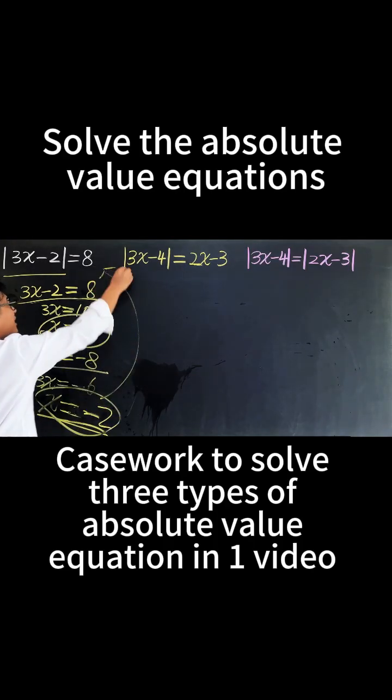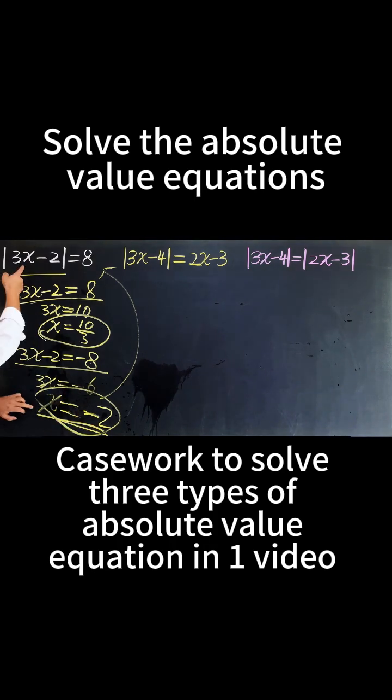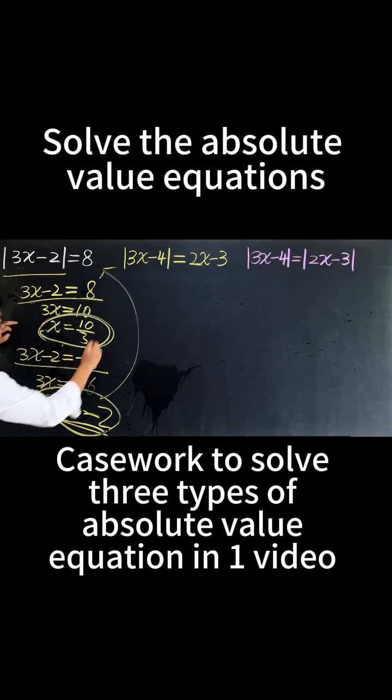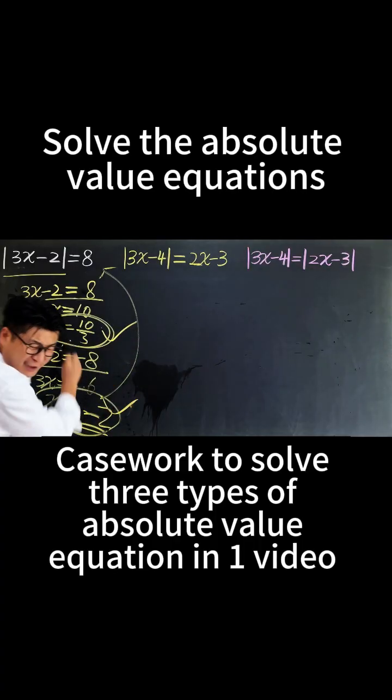Try substituting negative 2 back in. Negative 2 times 3 is negative 6. Negative 6 minus 2 is negative 8. Now try substituting 10 thirds back in. 10 thirds times 3 is 10. 10 minus 2 is 8. Both answers work, so both are correct. But you must always check by substituting them back in.